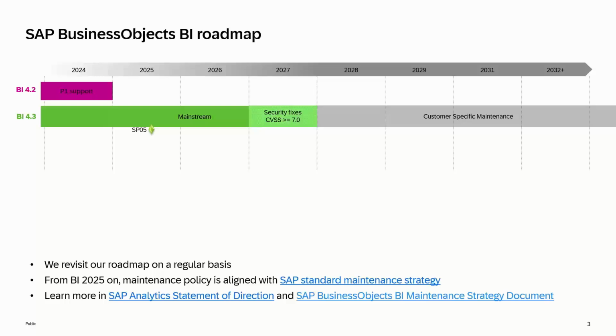I was really happy to see that only 11% of you are still running 4.2. I'm sure you know by now that 4.2 is not supported anymore. So I really encourage you to plan for your upgrade. And actually, your upgrade can be done either to 4.3, which is the only supported version at that time, or directly to BI 2025, which will be available in a few months from now.